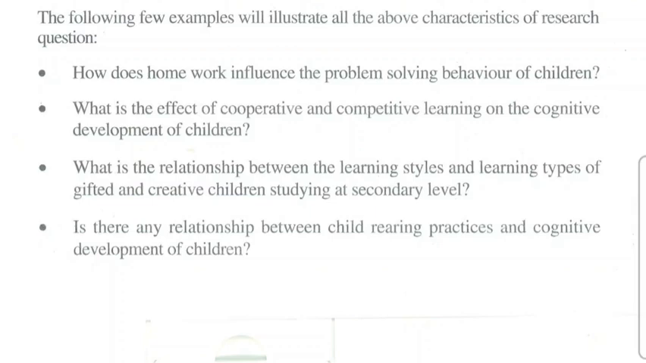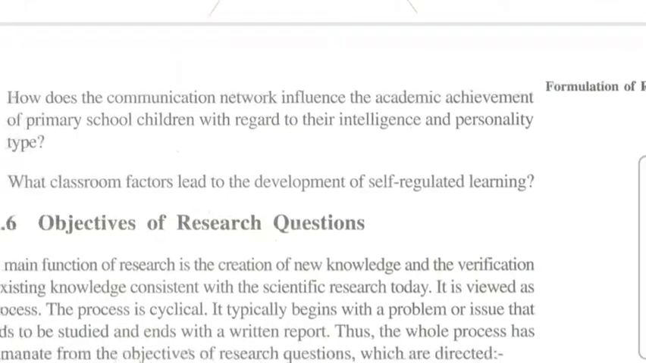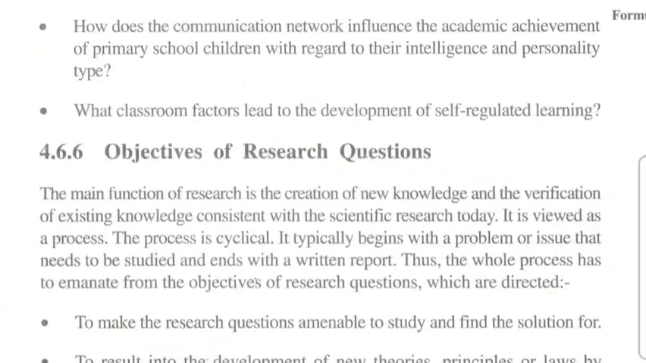What is the relationship between the learning styles and learning types of gifted and creative children studying at the secondary level? Is there any relationship between child-rearing practices and cognitive development of children? How does the communication network influence the academic achievement of primary school children with regard to their intelligence and personality type? What classroom factors lead to the development of self-regulated learning?